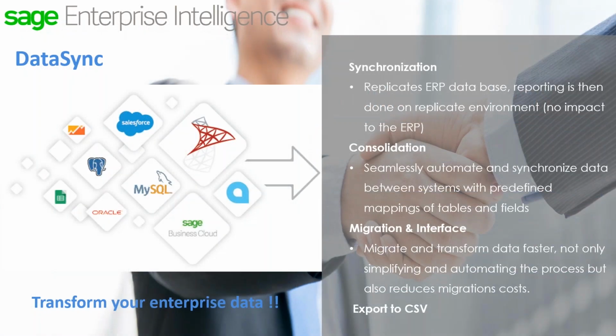Now, another concept that we've introduced and have available in version 9 is also the data sync concept, which is sometimes referred to as the ETL. Now, what the data sync allows us to do in the Sage version 9 Enterprise Edition or release is to replicate, as you can see, some databases, reporting levels. We have the option of consolidating information, also migrating or interfacing data between systems or from systems, and it's also got the ability to export data via CSV format.